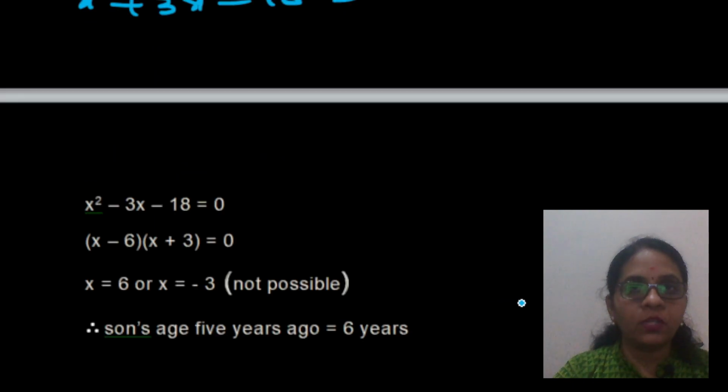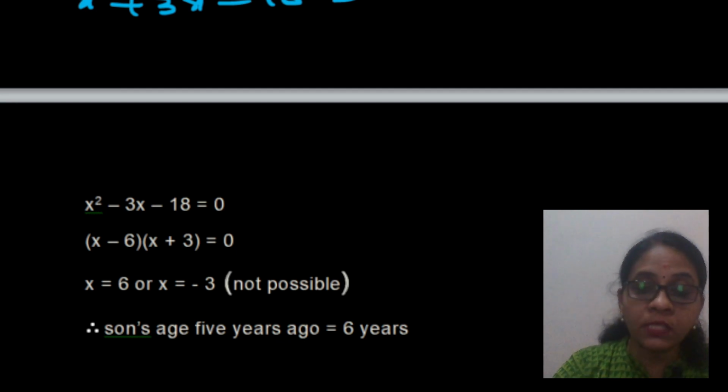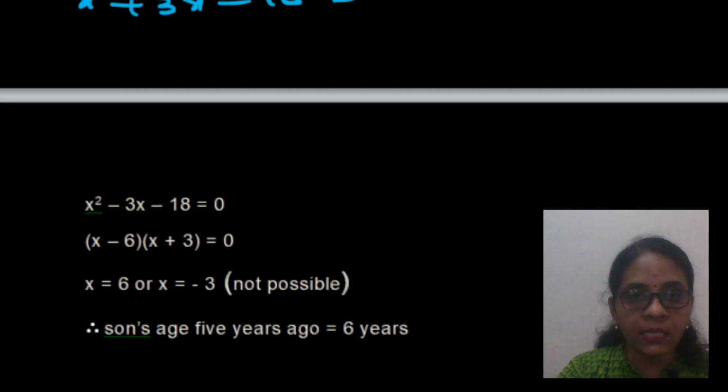Let's see the solution now. So x plus 3 into x minus 6 is equal to 0. You cannot take minus 3 because age is never negative. So the son's age is 6 years. Now the question asked is the son's age 5 years ago, which was 6 years. Now they can ask you what is the current age of the son. What will be the present age of the son? The present age of the son becomes 6 plus 5, which is 11 years.